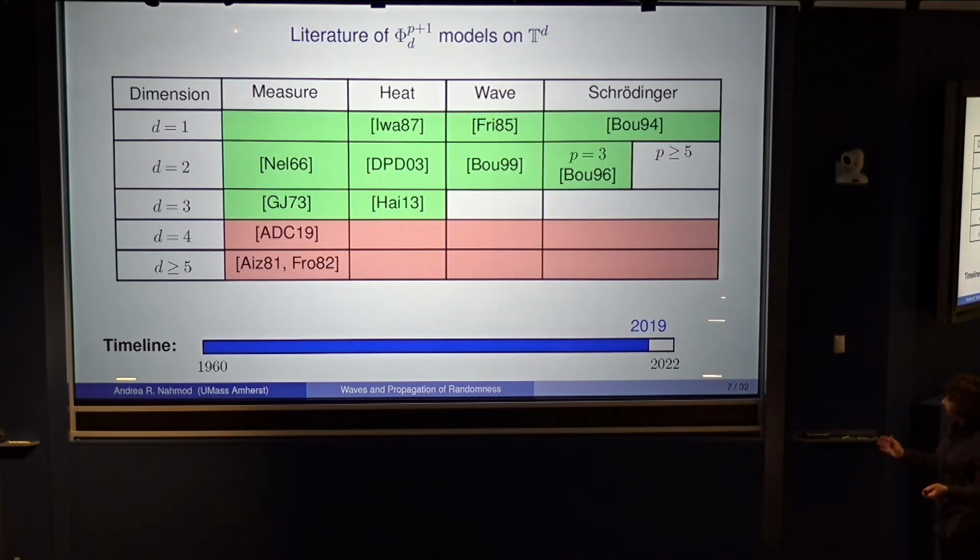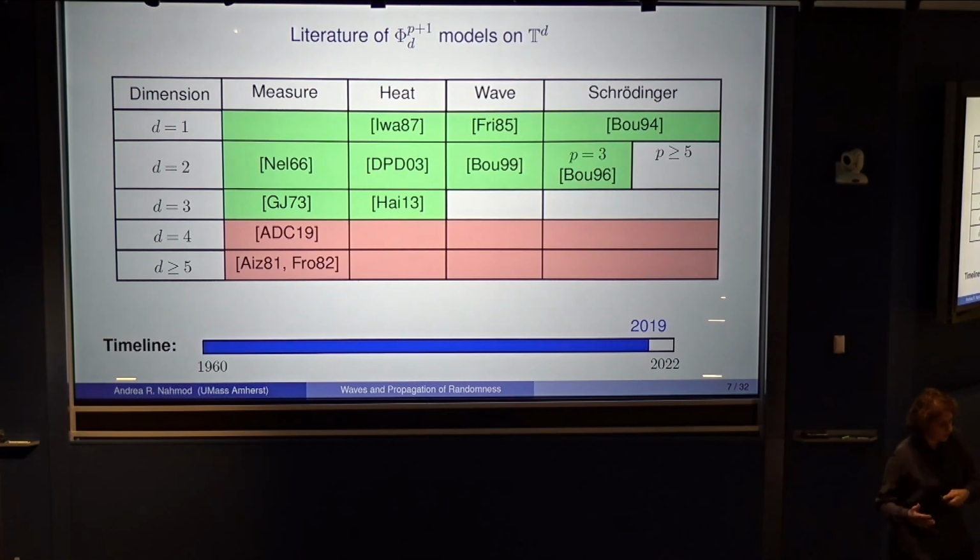So this is the state of affairs all the way up to 2019. Okay, so we went from 1960 to 2019. And as you can see in this table, the measure is totally well understood. Everybody understands when the measure can be constructed. So this is very well understood now. For the heat equation, the dynamics are very well understood also.